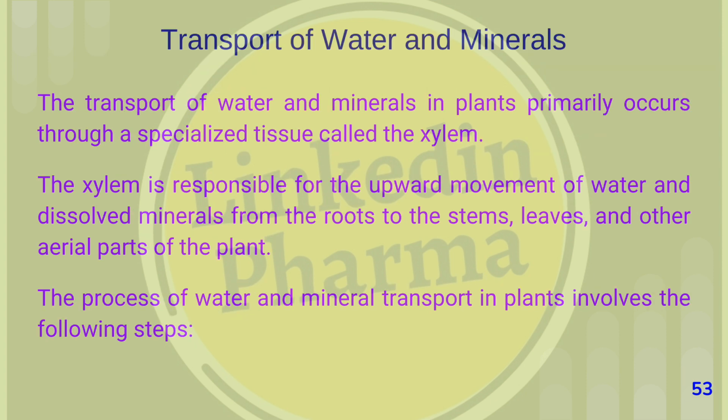Transport of water and minerals. The transport of water and minerals in plants primarily occurs through a specialized tissue called the xylem. The xylem is responsible for the upward movement of water and dissolved minerals from the roots to the stems, leaves, and other aerial parts of the plant. The process of water and mineral transport in plants involves the following steps.